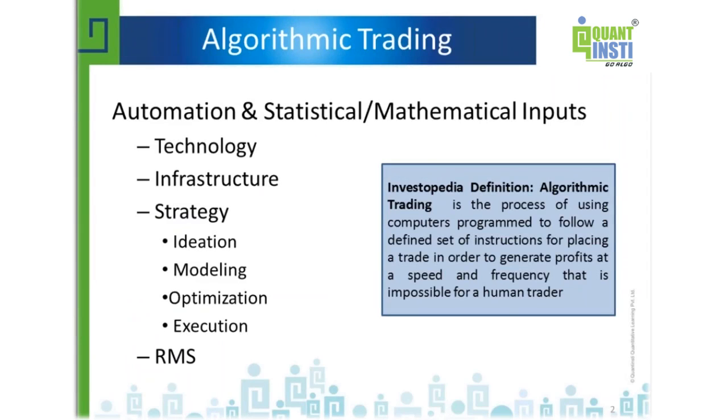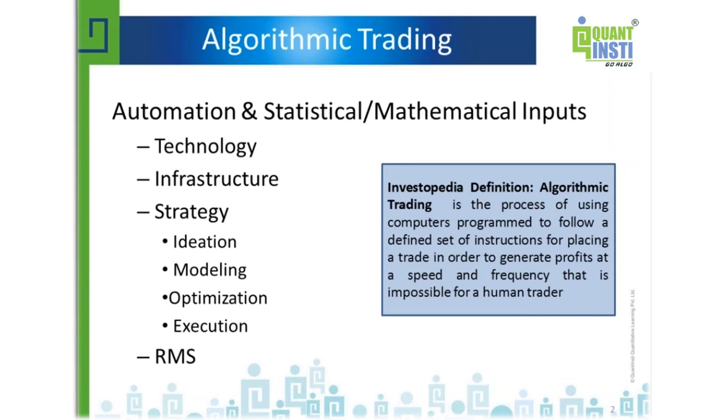What is algorithmic trading? If you look at the right, the Investopedia definition would be: algorithmic trading is the process of using computer programs to follow a defined set of instructions for placing a trade in order to generate profits, at a speed and frequency that is impossible for a human trader.